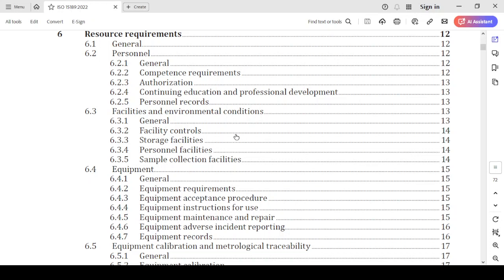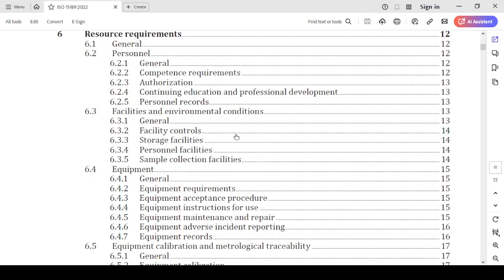Okay, some of the other things, we need a facility or a structure where the lab processes will be taking place. Then we also need the equipment to run the test, then the reagents and consumables to run the test. Wonderful, wonderful. So what Eva has talked about is everything that is covered in this clause.